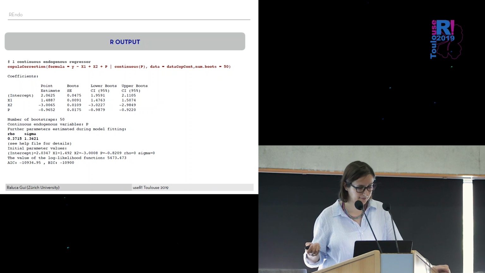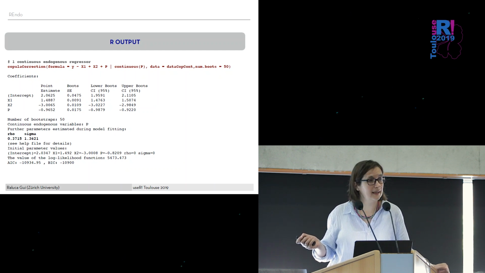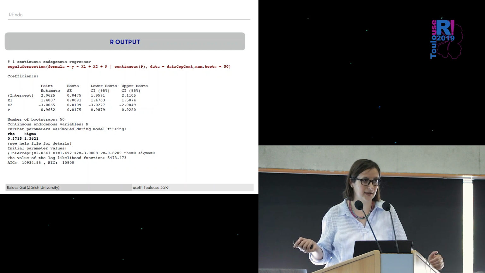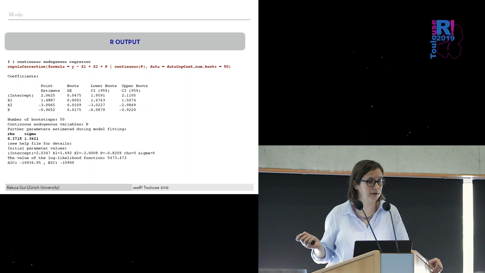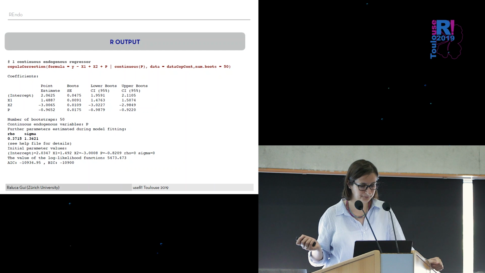And here the output returns rho, which tells you the assumed correlation between the endogenous regressor and the error. Here we see rho is positive, which gives you the sign of this correlation. And the significance of P tells you if you have an endogeneity problem or not. So if P is statistically significant, then that means that actually you have an endogeneity problem.